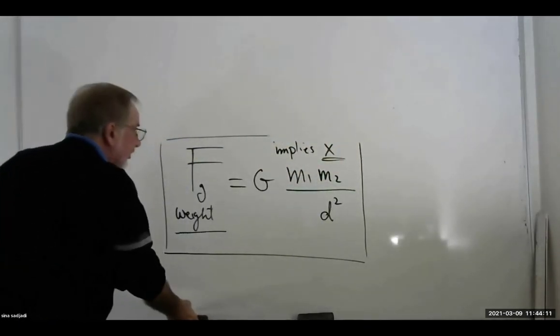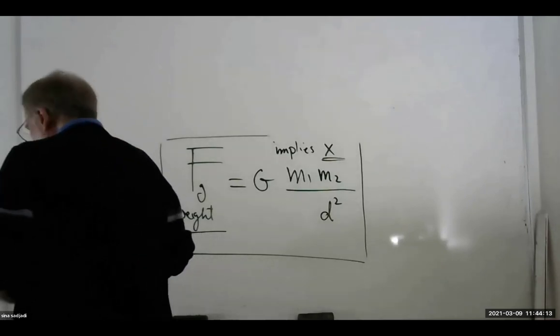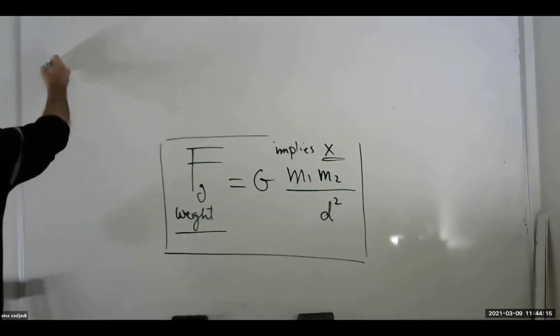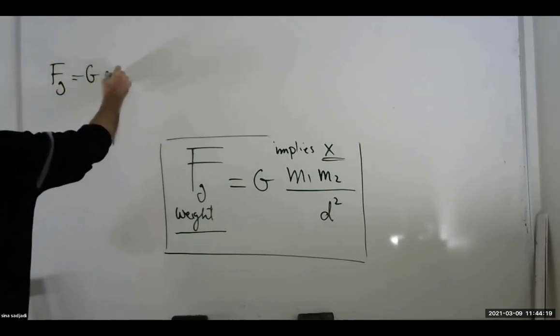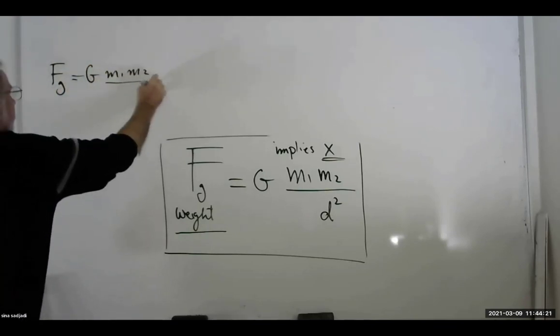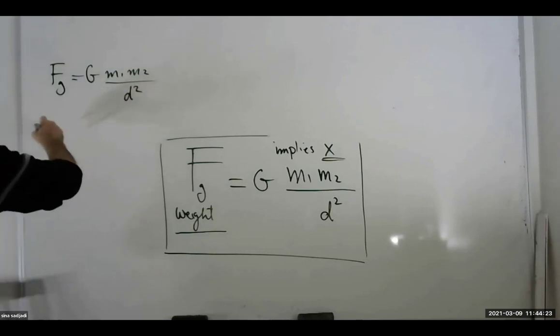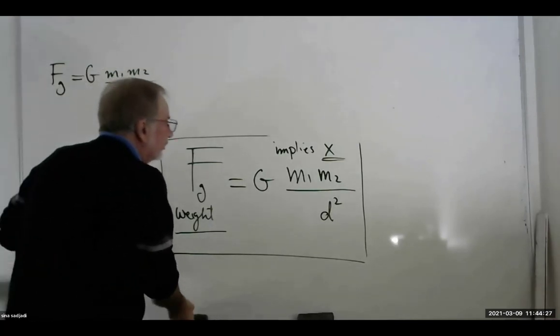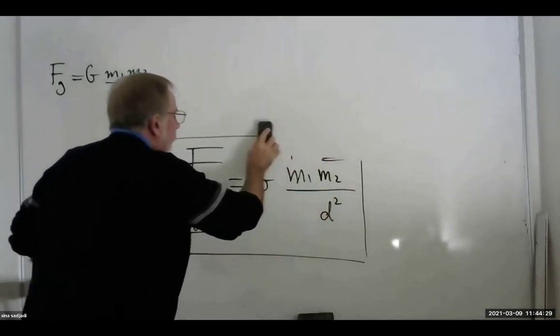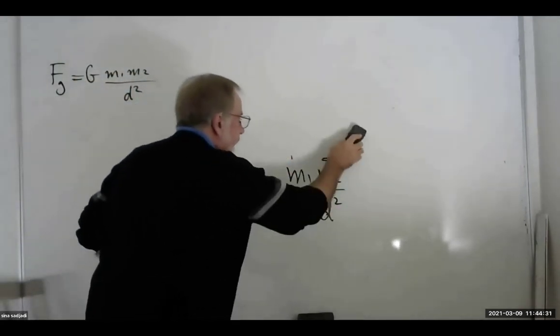Now I'm going to erase that, but before I erase it, I'm going to put this formula someplace here so you can keep an eye on it all the time. Force of gravity is equal to G times M1 times M2 divided by D squared, right? So I'm going to erase this now and see all that it means.